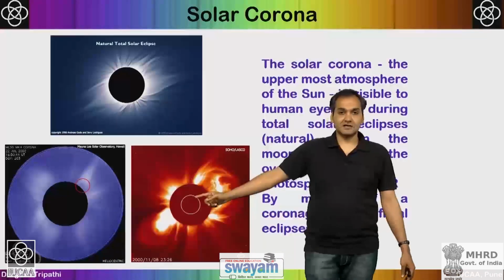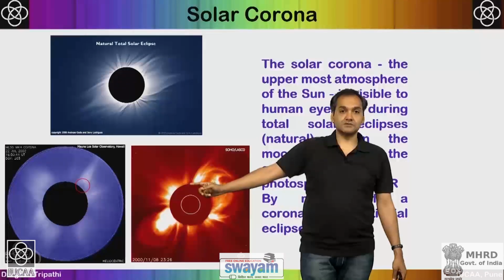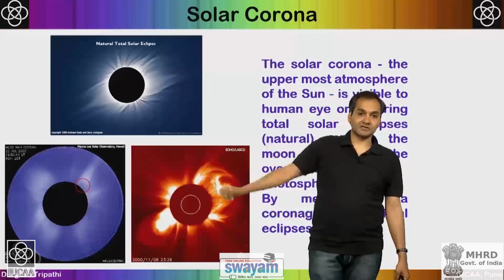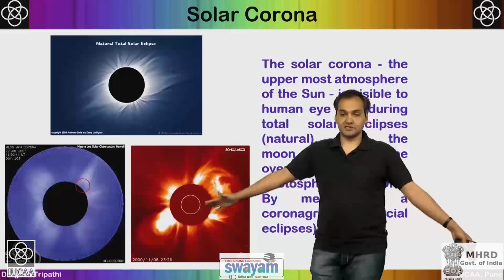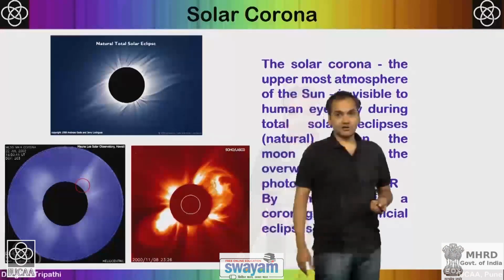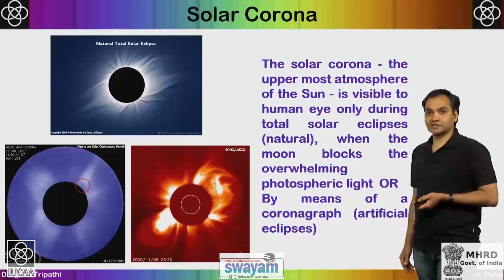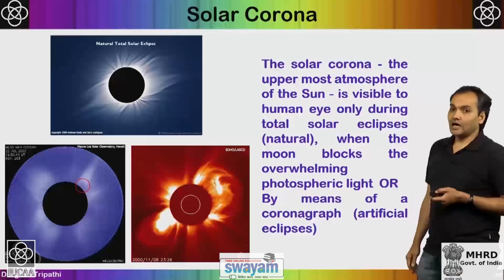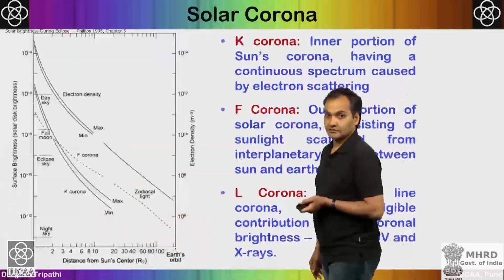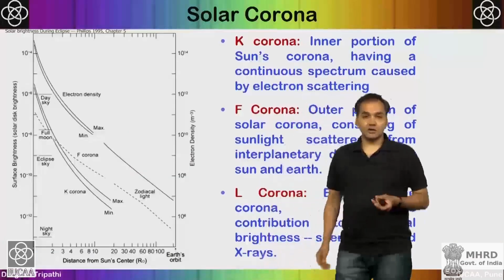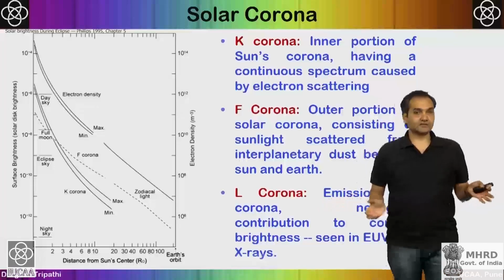So, that is the disk, and now you are blocking all the way till 2.5 solar radii, and you are observing from 2.5 to 6 solar radii, and you see all these structures protruding out. So, the solar corona, the uppermost atmosphere, is visible to the human eye only during eclipses or by means of artificial coronagraphs. Now, the solar corona can also be divided into various parts.